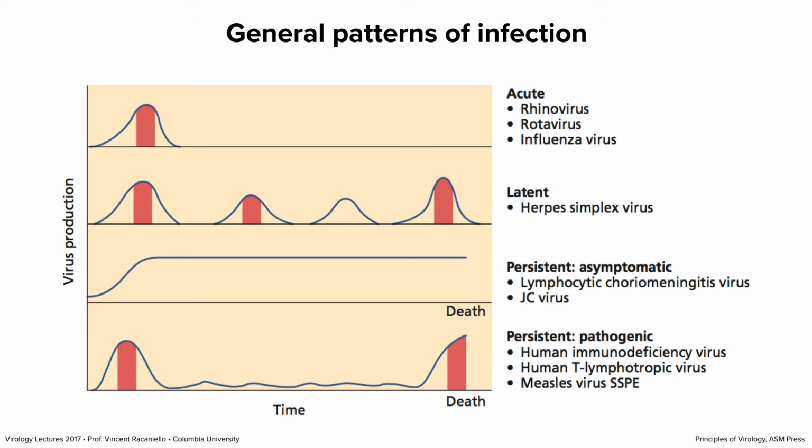What we're looking at is, on the y-axis, virus production, also shown as the blue line, and the x-axis is time after infection. At the very top you see the pattern for an acute infection: a very defined period of virus production, virus ramping to a peak and then declining. The red bar indicates viral disease, and that's the hallmark of an acute infection, a very specific time of virus production, disease, and then resolution. Rhinoviruses, rotaviruses, influenza viruses, and others are examples of viruses that cause acute infections.